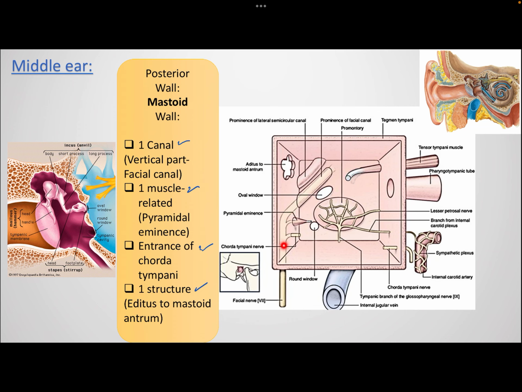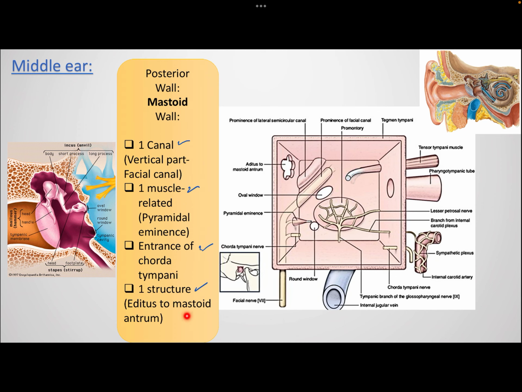So we have one canal, the facial canal. We have the pyramidal eminence, which gives the attachment of the stapedius. So this is one muscle-related structure. We have the chorda tympani, which is the nerve that gives the taste sensation of the anterior two-thirds of your tongue. It will actually traverse the middle ear cavity. It comes out from the facial nerve, it traverses the canal from the posterior wall, and it exits from the anterior wall. So if I have the entrance on the posterior wall, I have the exit on the anterior wall. Okay, so this is the story of the chorda tympani.